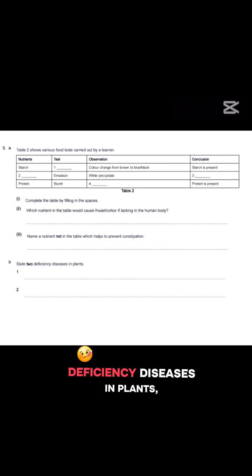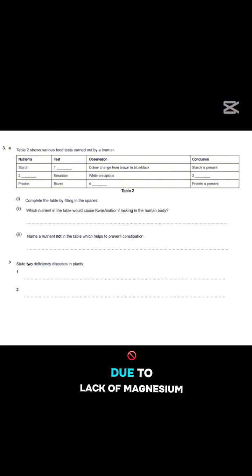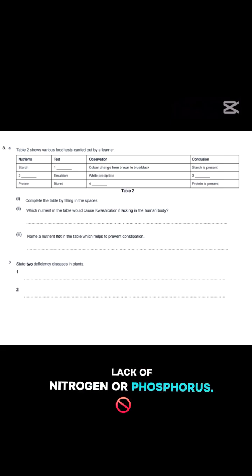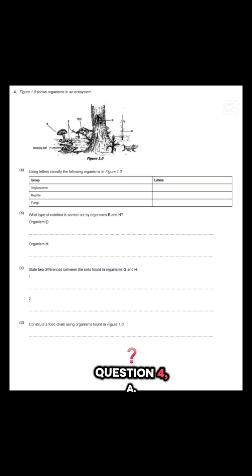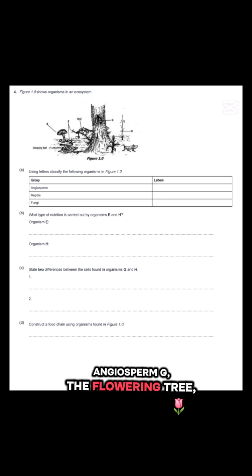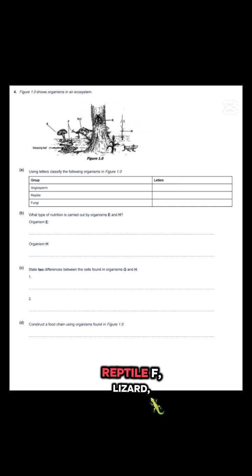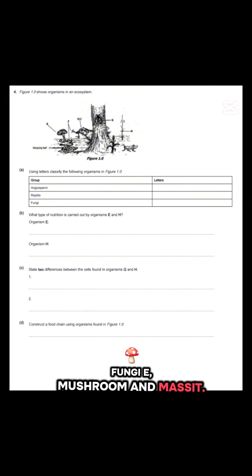B. State two deficiency diseases in plants. Chlorosis, yellowing of leaves due to lack of magnesium or nitrogen. Stunted growth, due to lack of nitrogen or phosphorus. Question 4. A. Using letters classify the following organisms in Figure 1.0. Angiosperm, G. The flowering tree. Reptile, F. Lizard, chameleon on the branch. Fungi, E. Mushroom.